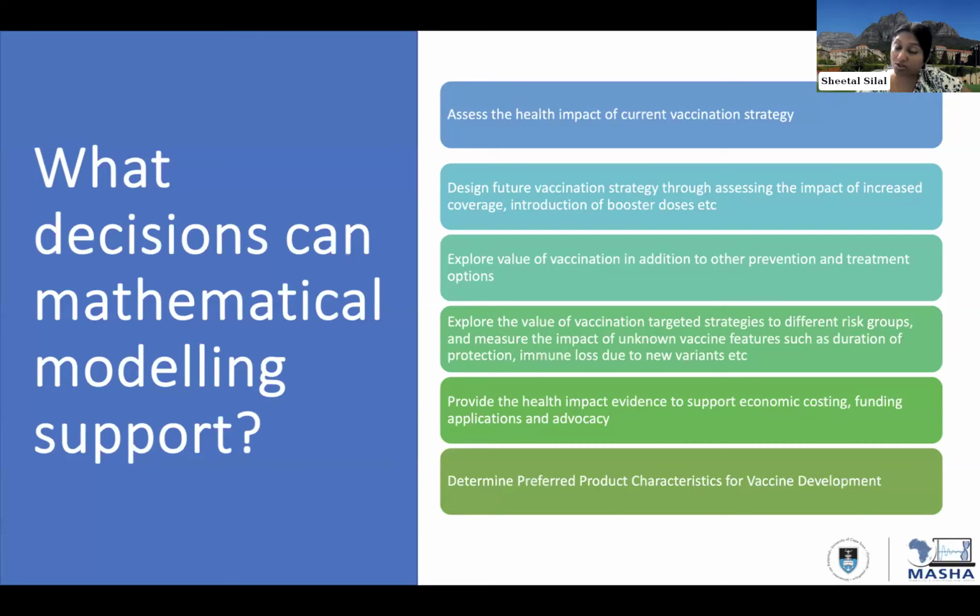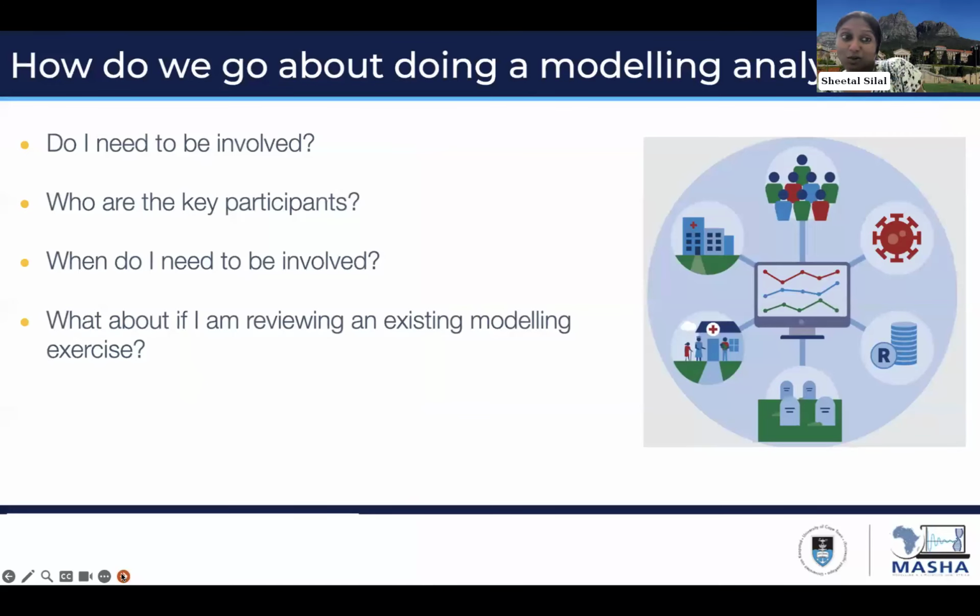So these are just a few examples of some of the typical decisions that mathematical modeling can support, and these might be relevant to you as members of NITAGs, as implementers, as EPI managers, as members of RITAGs, and so on. Okay, so what I'd like to perhaps pose as a question now, and for you to be thinking about is, how do you actually get involved in a modeling analysis? Is it something that you get involved in at the start, at the end? What does it take for someone in a decision-making seat or in an advisory group to support a policy change or decisions? What is your role really in a mathematical modeling analysis?